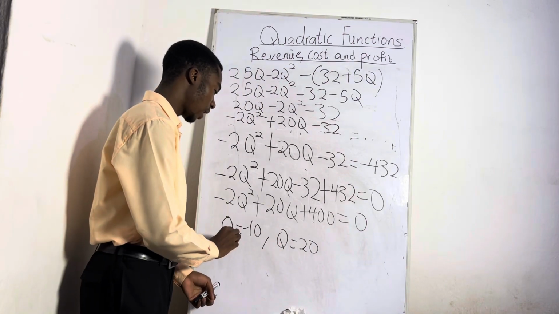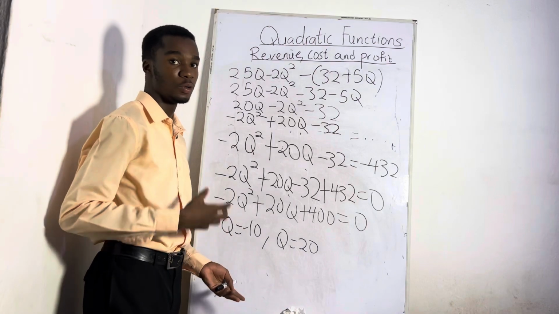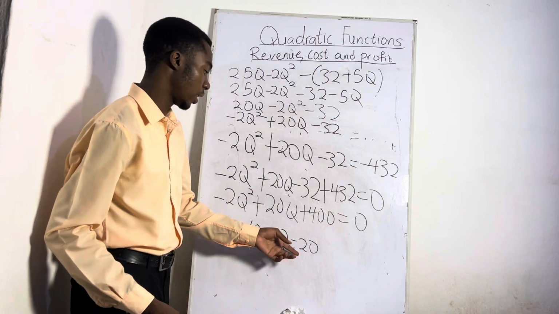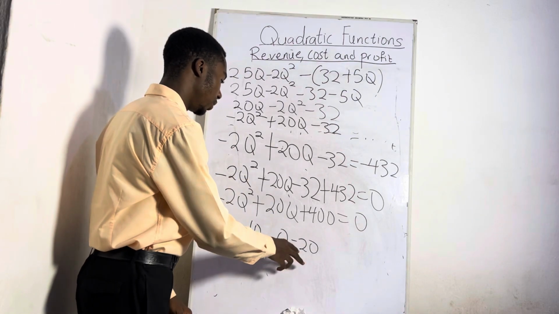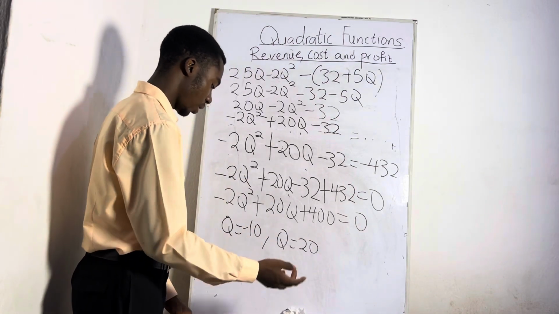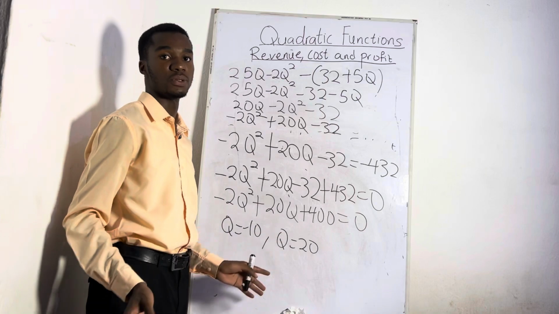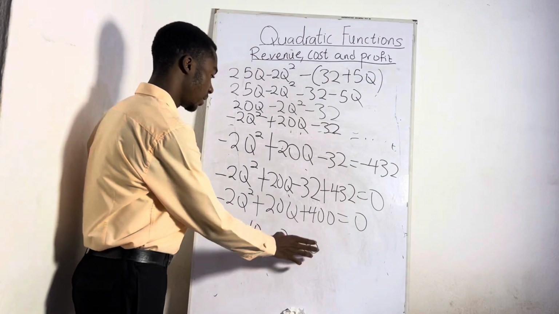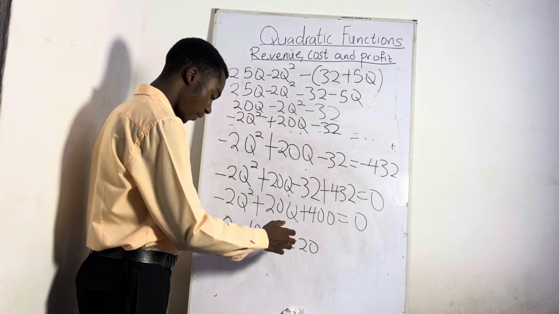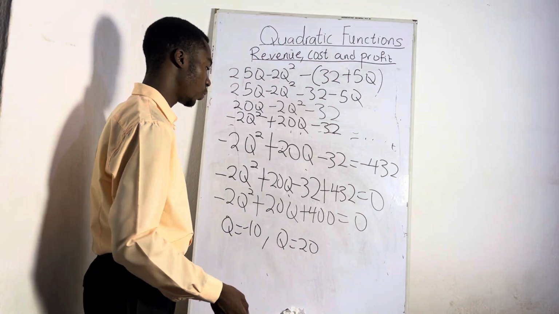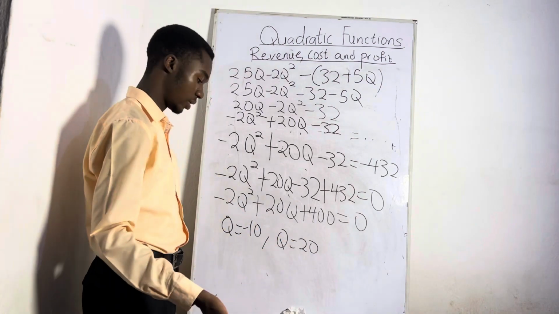But a firm cannot produce a negative value, you always produce positive. So the correct answer will be the 20. KO is equal to 20. So if the firm produces 20 commodities or 20 quantities, he makes a loss of 432 units. That's what it means. So the answer is 20. In exams, you just discard the negative 10. You can say, therefore, he makes a loss of 432 units when he produces 20. You get it? So that's it.